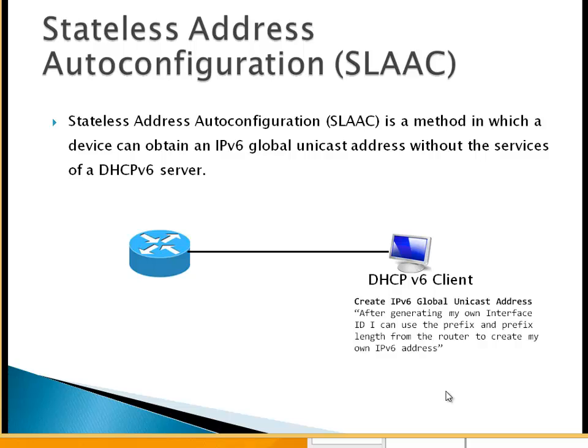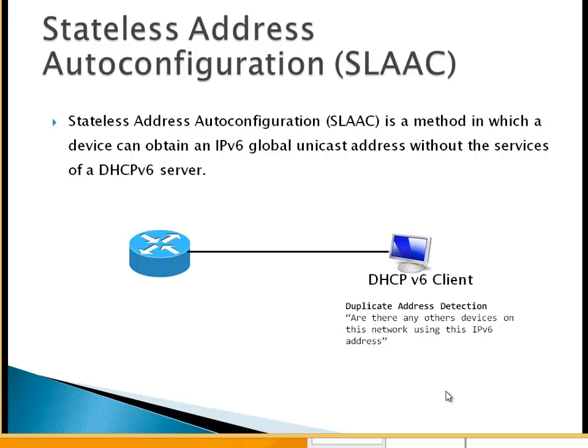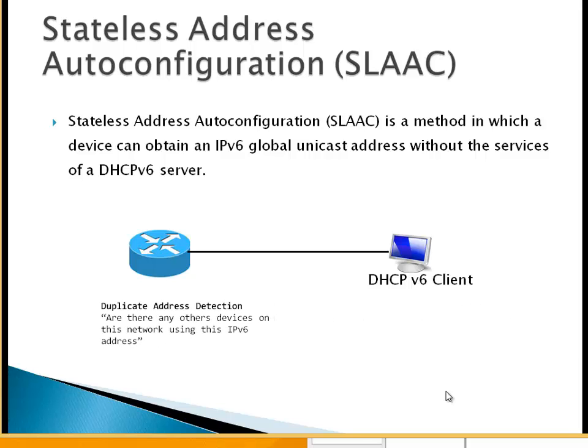Okay. The client will create a global unicast address, and it will generate it from the prefix that it got from the router and its own MAC address. It will generate a unique global IPv6 address. Then it will do duplicate address detection, to check that this address has not been taken by anybody. Nobody should be using it, because the MAC address should be unique in the world, but they will do a test anyway.